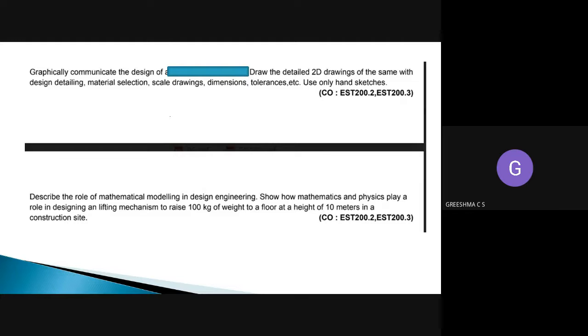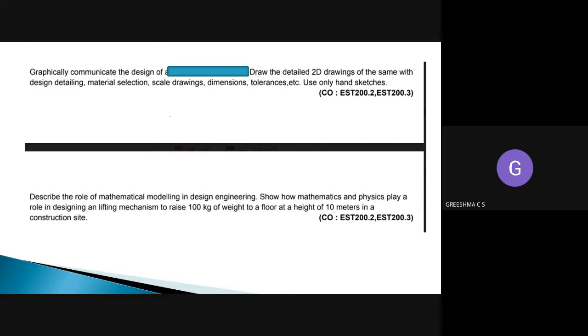So this is one of the previous year questions. The question is: graphically communicate the design of dash, and draw 2D details of the same with the design detailing, material selection, scale drawing, dimensions, tolerance, etc. Use hand sketches only. So I have used the same question for the university also, but the material is different.